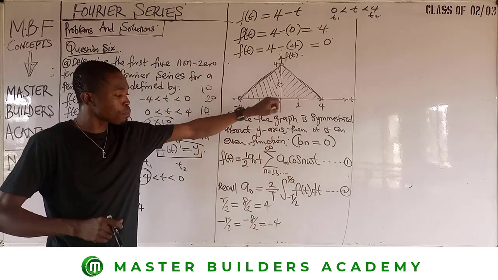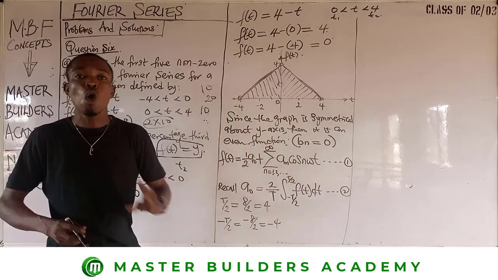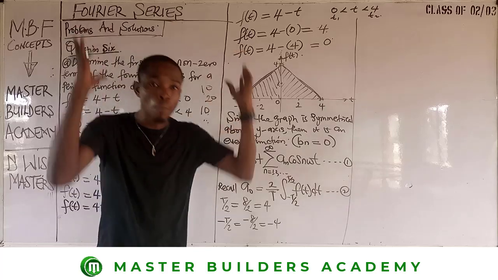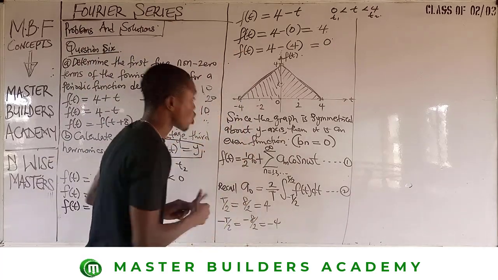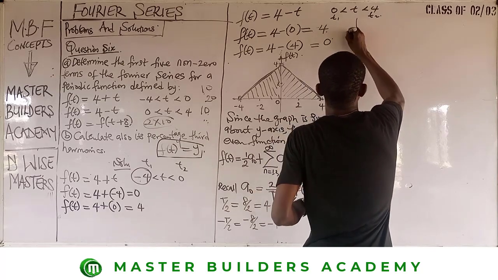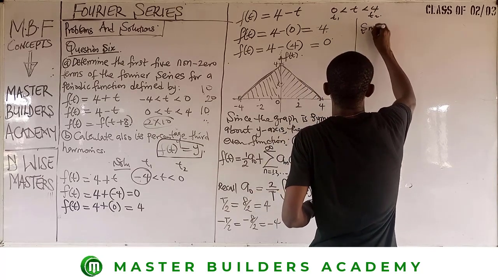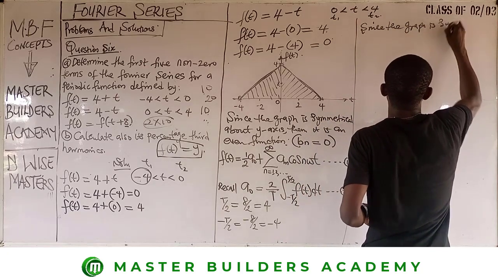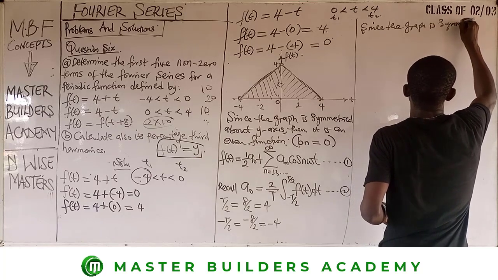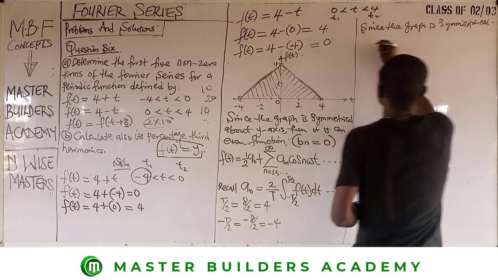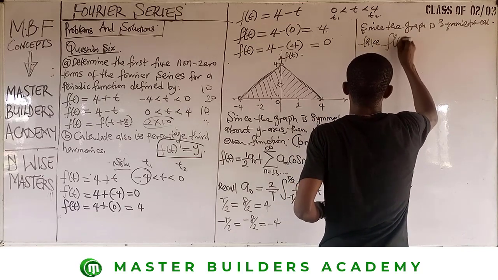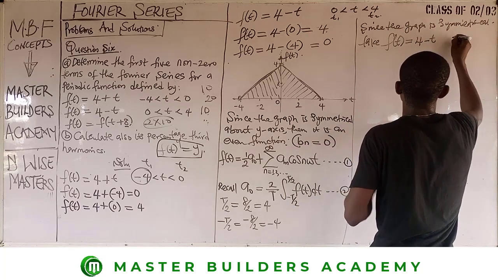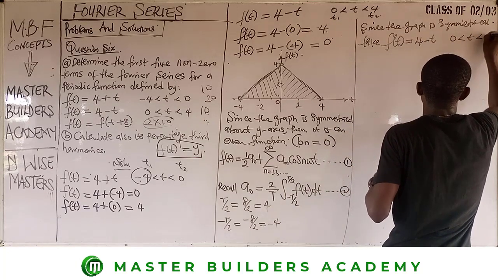Because this function is an even function and is symmetrical about the y-axis, what I have to the left is what I will have to the right. So I will decide to solve with one of them and multiply the result by 2. So this equation becomes, since the graph is symmetrical, take f of t equal to 4 minus t, which is between 0 less than t less than 4.